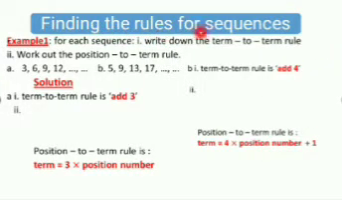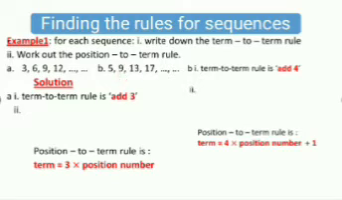Finding the rules for sequences. I'm going to explain this with the following examples. Example 1: for each sequence, (i) write down the term to term rule, and (ii) work out the position to term rule. So we are given two sequences here.